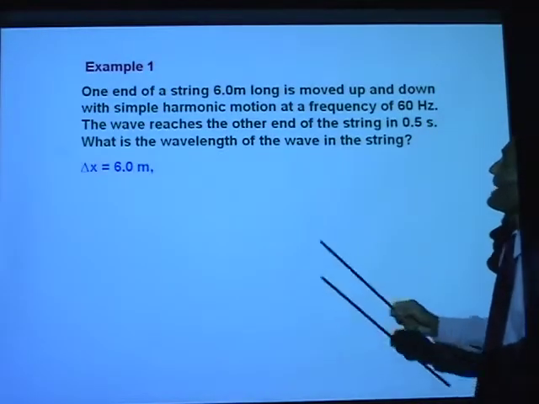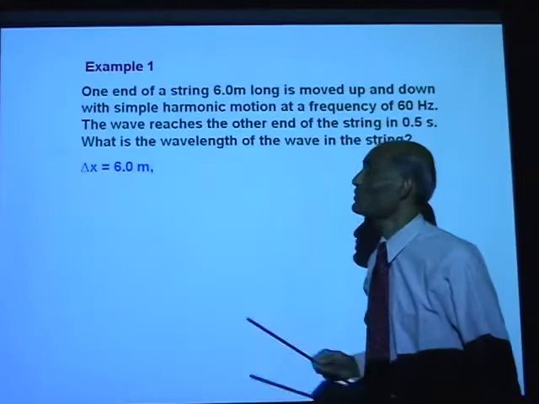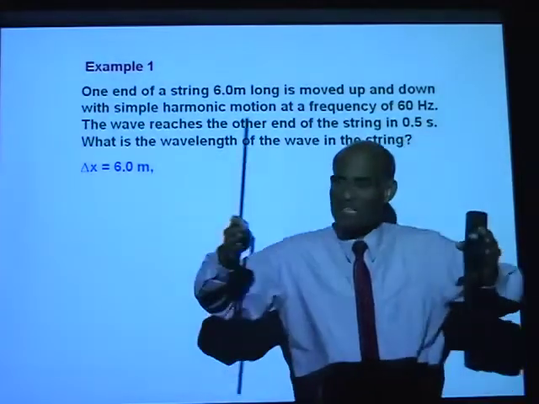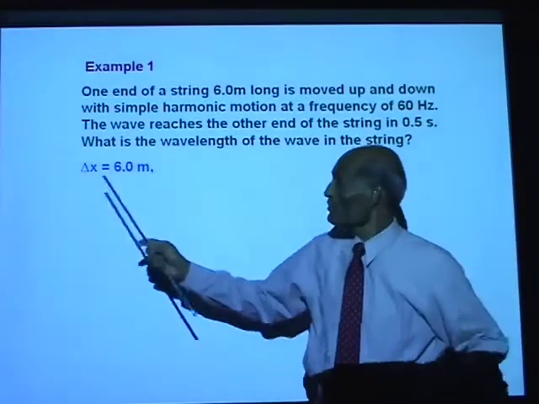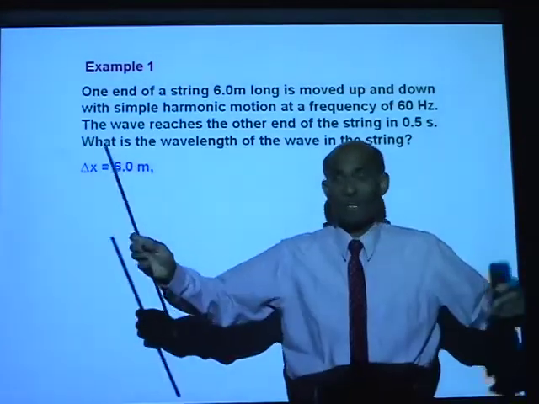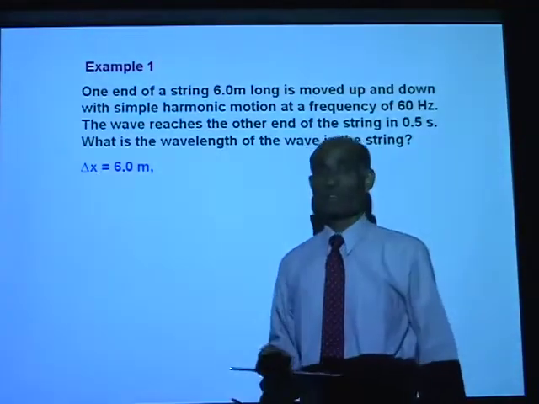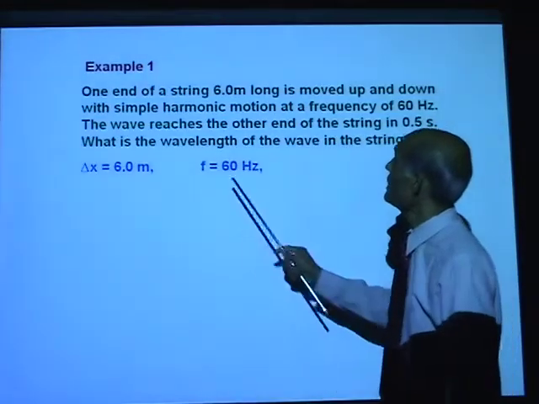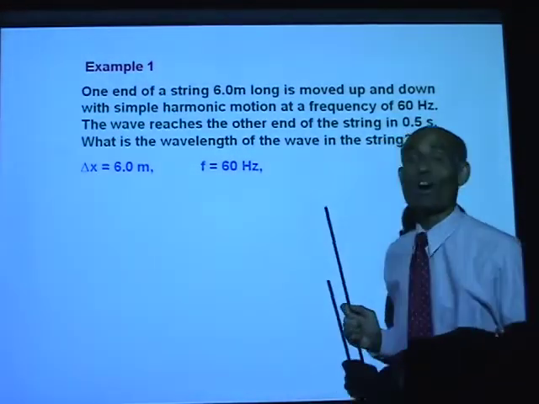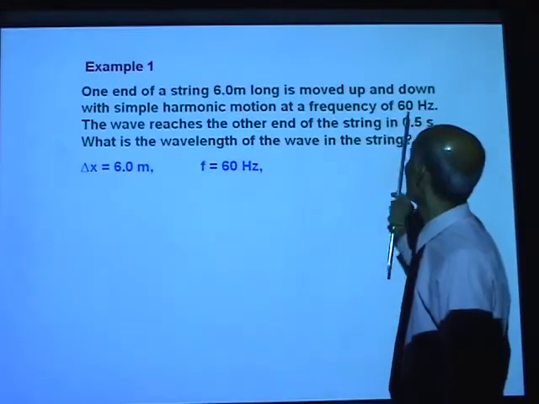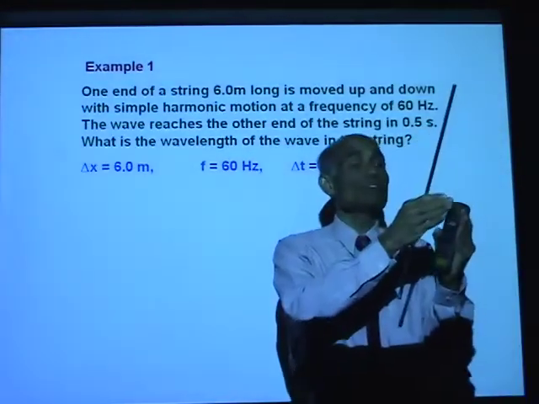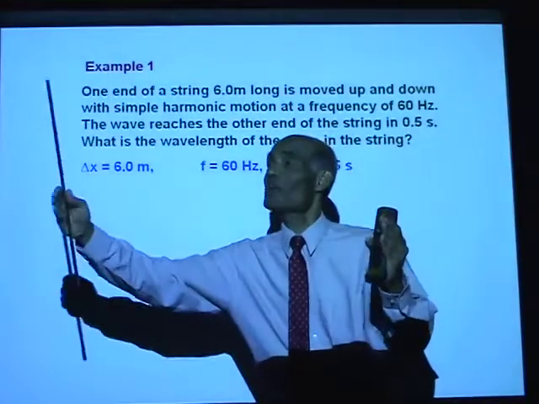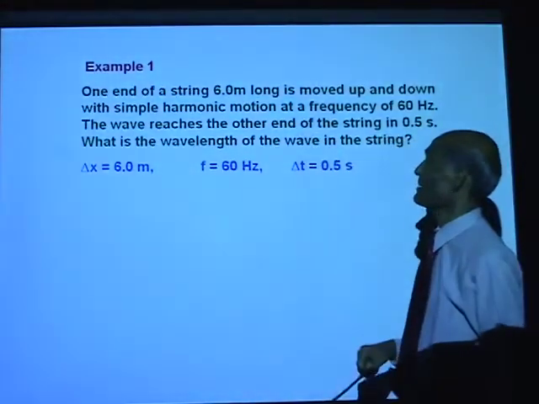All right, let's write down. Delta x equal to 6 meters. Delta x stands for the length, so the distance the wave travels is the length of the string. I'm going to call that delta x. So delta x is 6 meters. The frequency of the wave on that string is 60 hertz. And the time taken for the wave to travel from one end to the other is 0.5 seconds.